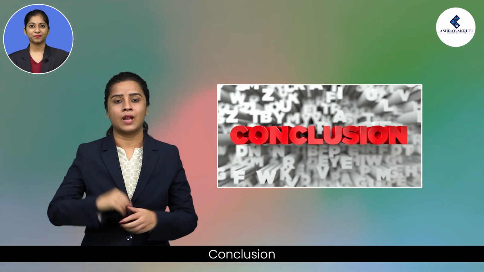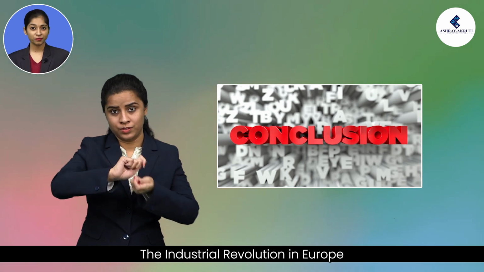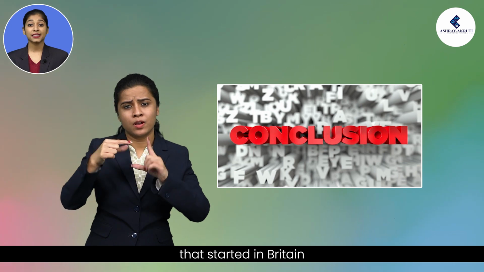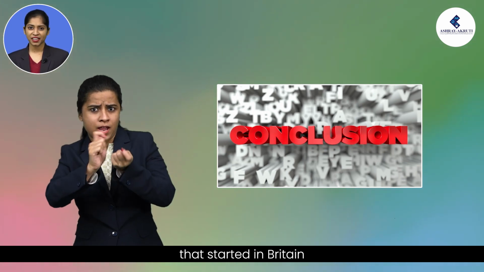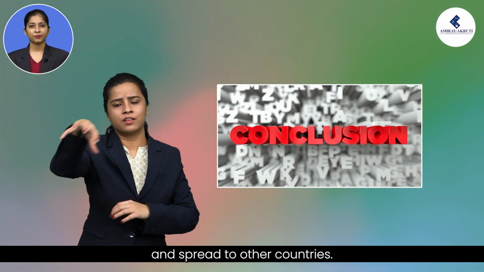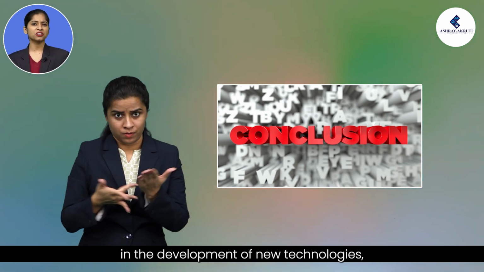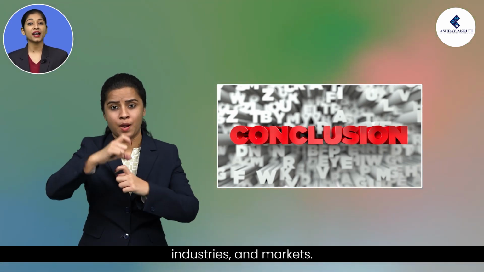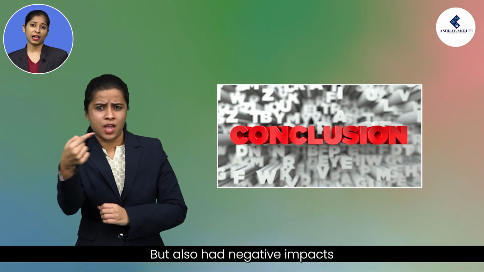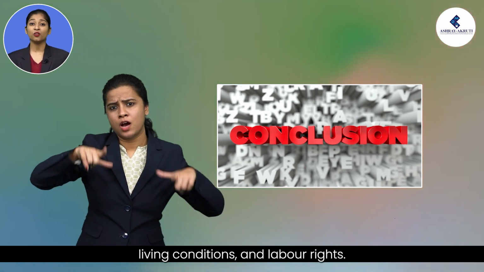Conclusion: the Industrial Revolution in Europe was a period of economic and social transformation that started in Britain and spread to other countries. It resulted in the development of new technologies, industries, and markets, but also had negative impacts on the environment, living conditions, and labor rights.